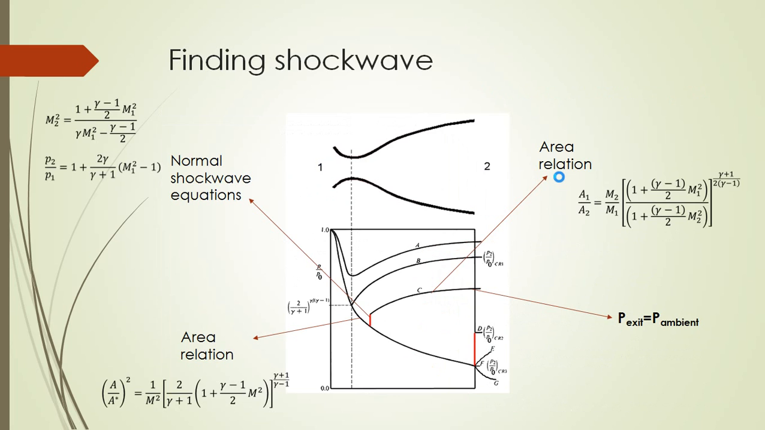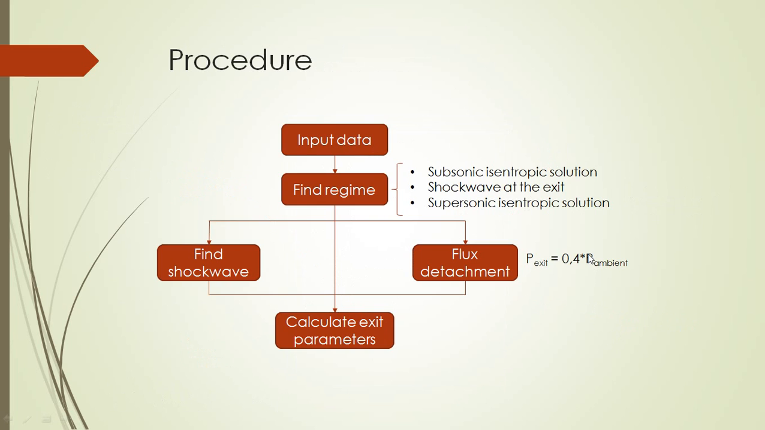So finding the shock wave is maybe the most complicated process of the program. We have the first area relation, which is this part with this equation. We then have the normal shock wave equation with this red step, and the area relation is between two normal sections. The condition of the problem is that the exit pressure must be equal to the ambient pressure.